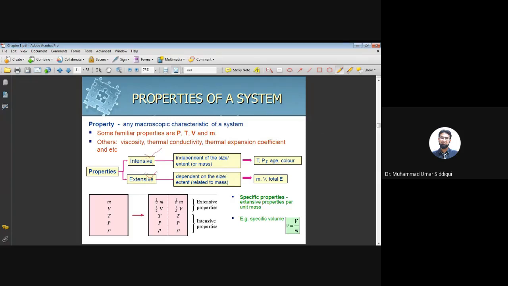Now, what are intensive properties? Intensive properties are the ones which are independent of the mass. Intensive, you see the word 'in', just remember it from the word 'in'. Intensive, independent of the mass. Extensive properties are those which are dependent on the mass. Now, I will give you an example.